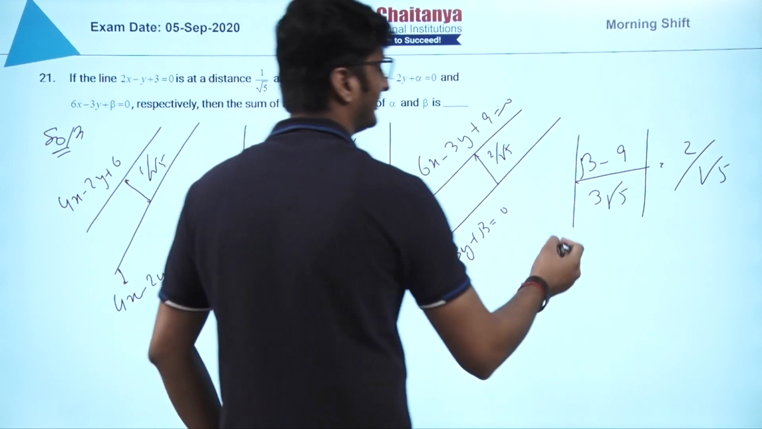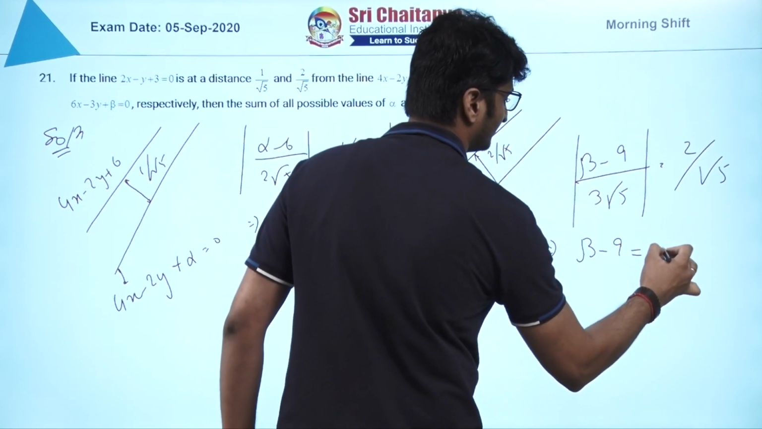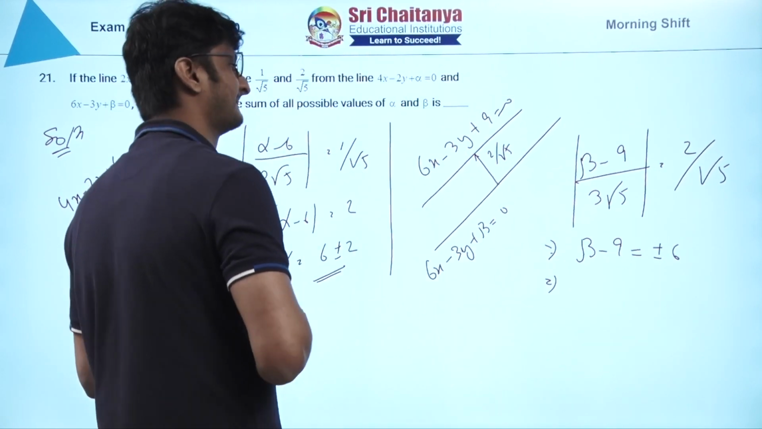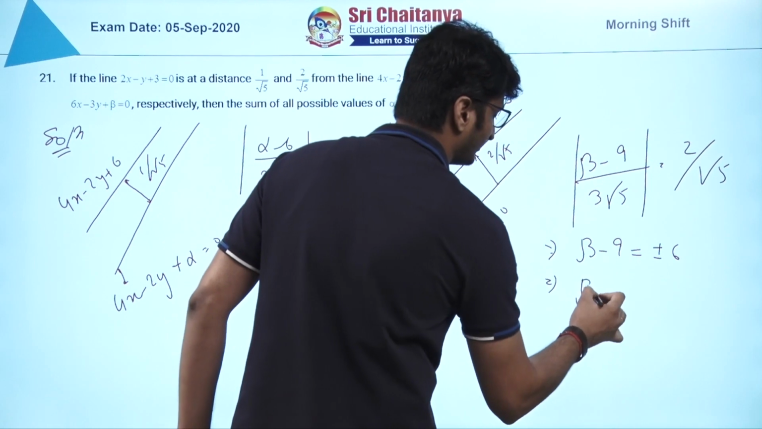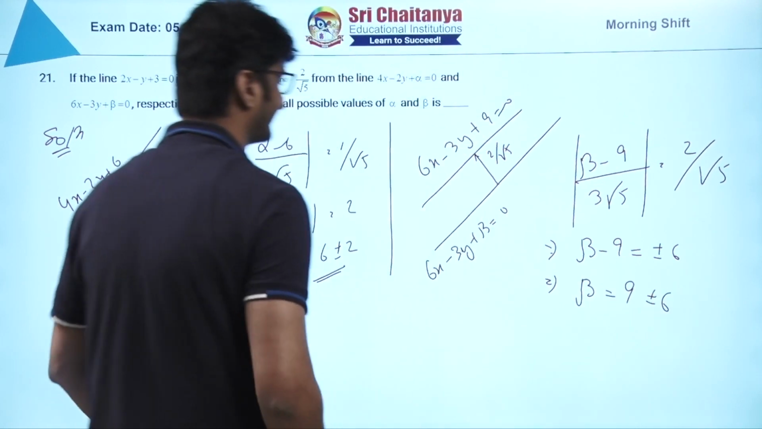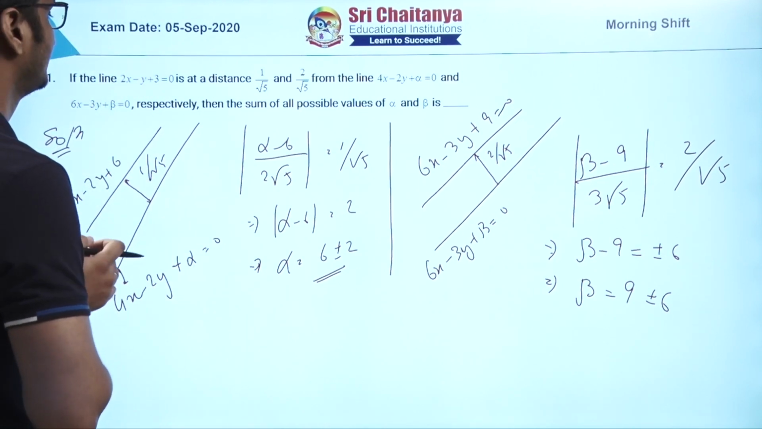See, root 5 will be cancelled out and you are getting beta minus 9 is equal to plus minus 6. Is it correct only? Yes sir. So, beta is equal to 9 plus minus 6. I hope it is correct. Have you understood this point?